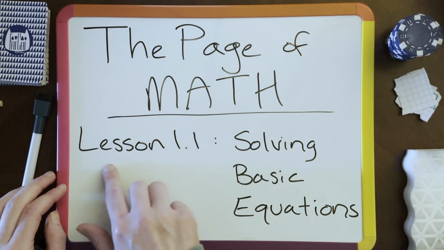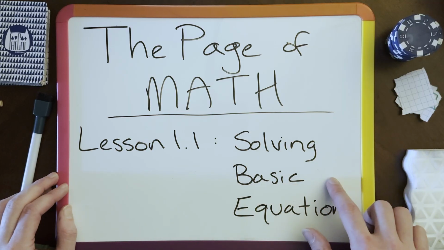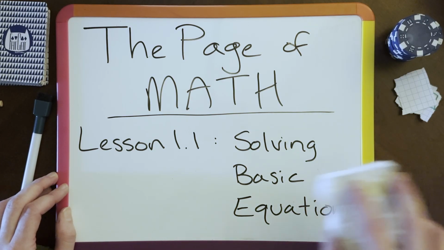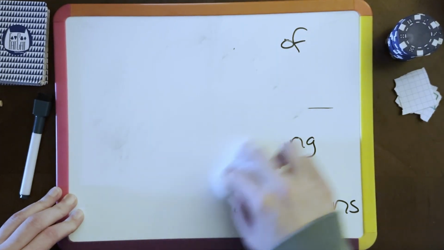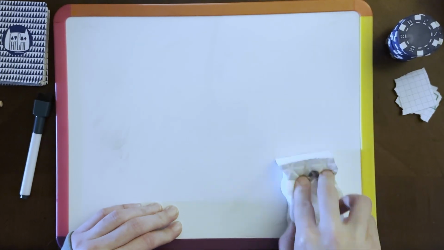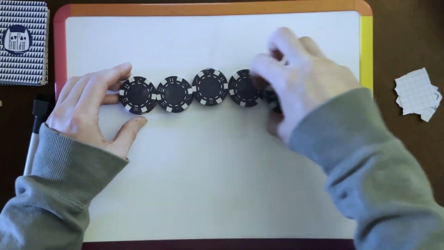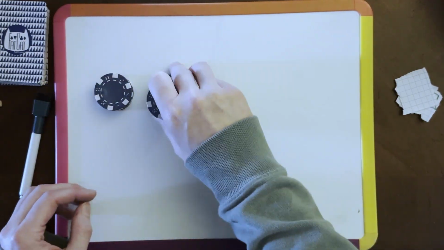Today we are on lesson 1.1, solving basic equations. This is the first video in a series of videos in which I am attempting to teach you how to think about algebraic equations in a conceptual and intuitive way. I will be using objects that I have lying around the house. In this case, I have a poker set.